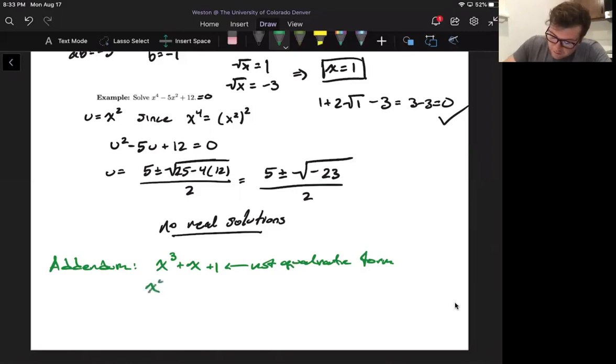Also, x to the 4th plus x squared plus, let's say 2x, is also not quadratic form for that same reason, where we need the last term to actually be a constant term and not a value in x.